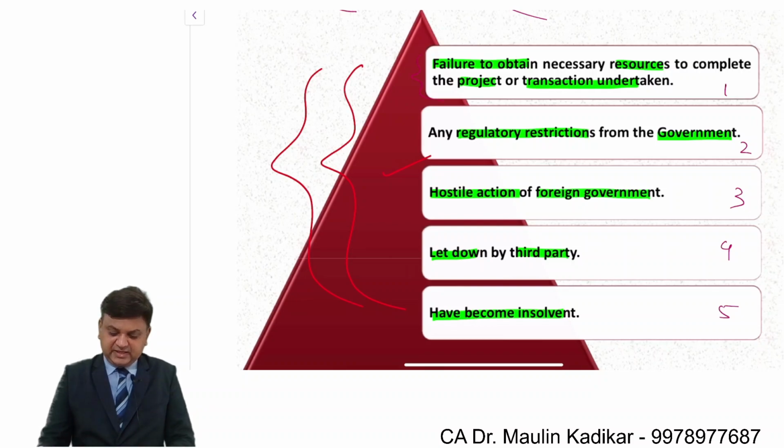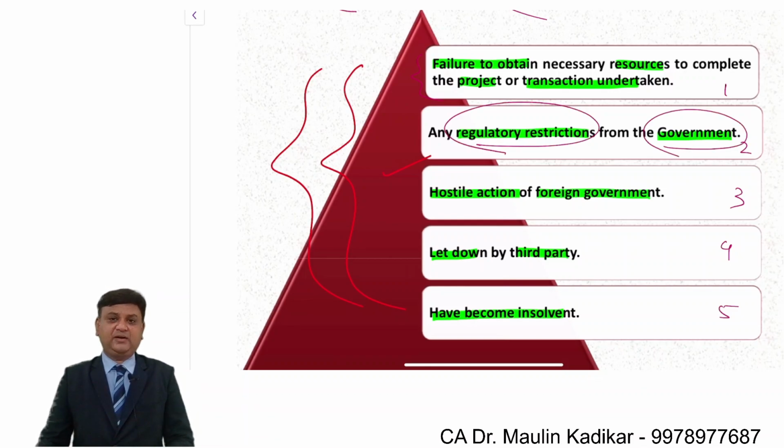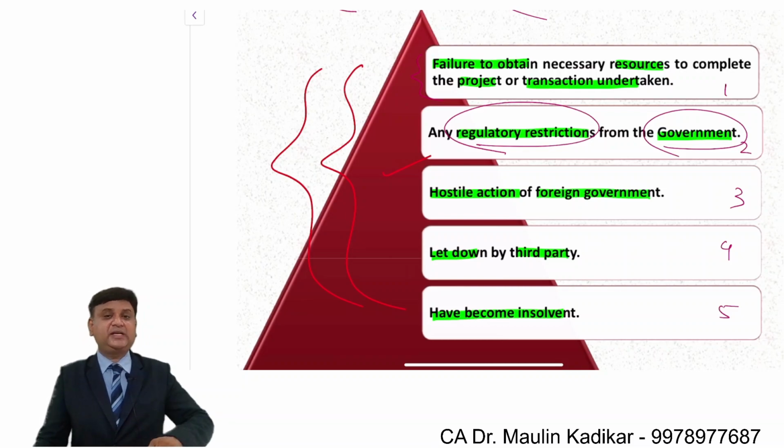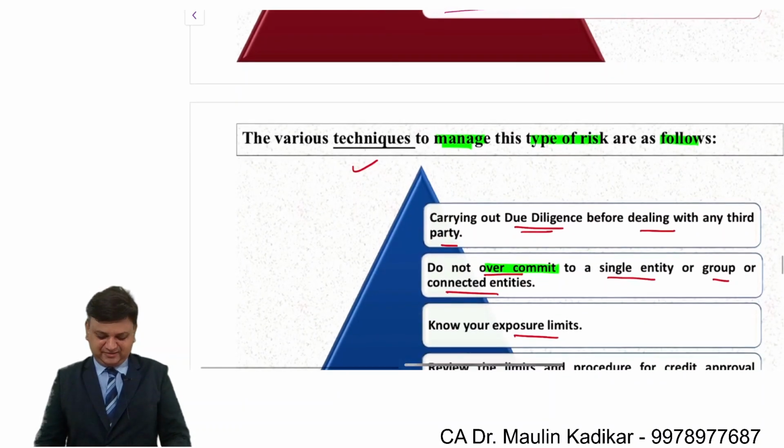So failure to obtain the necessary resources to complete the project or the transaction undertaken, regulatory restriction, that is by the government. So if at all I have sold goods on credit, and the government has put some restriction on that company for doing some transaction, then in that case I may not receive the amount which I am supposed to receive from that company for sale of goods. Hostile action by any foreign government, let down by the third party, and insolvency.